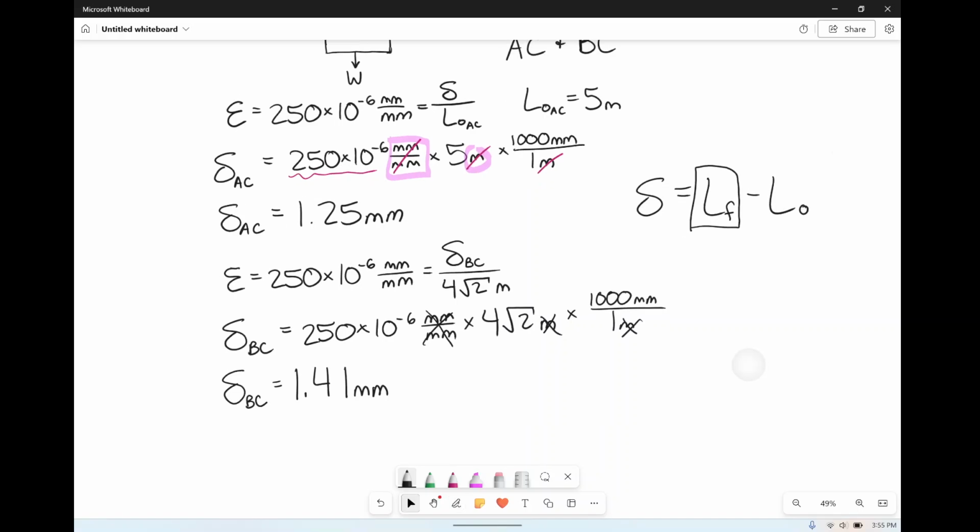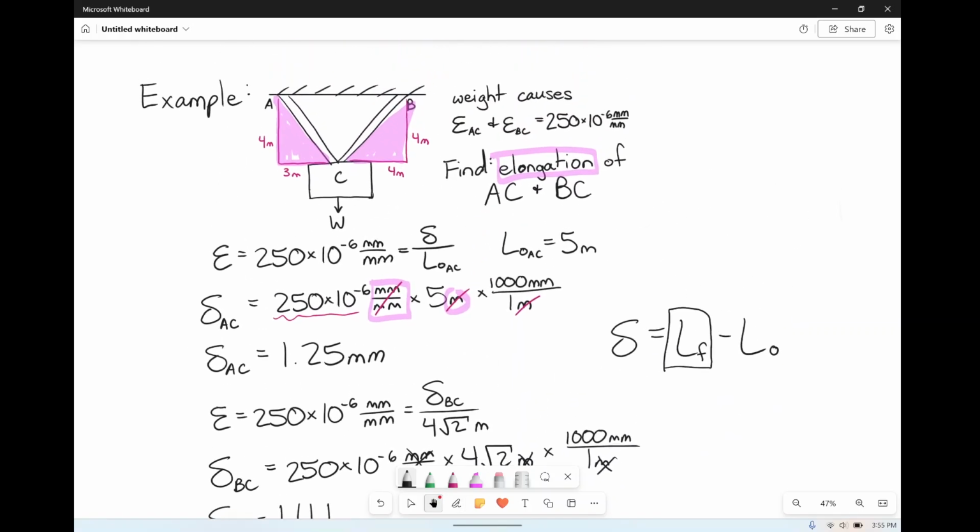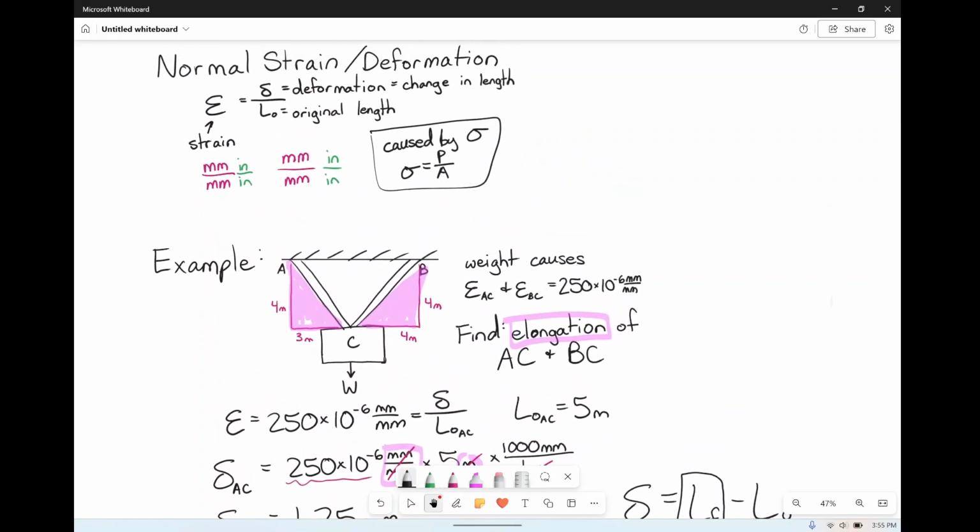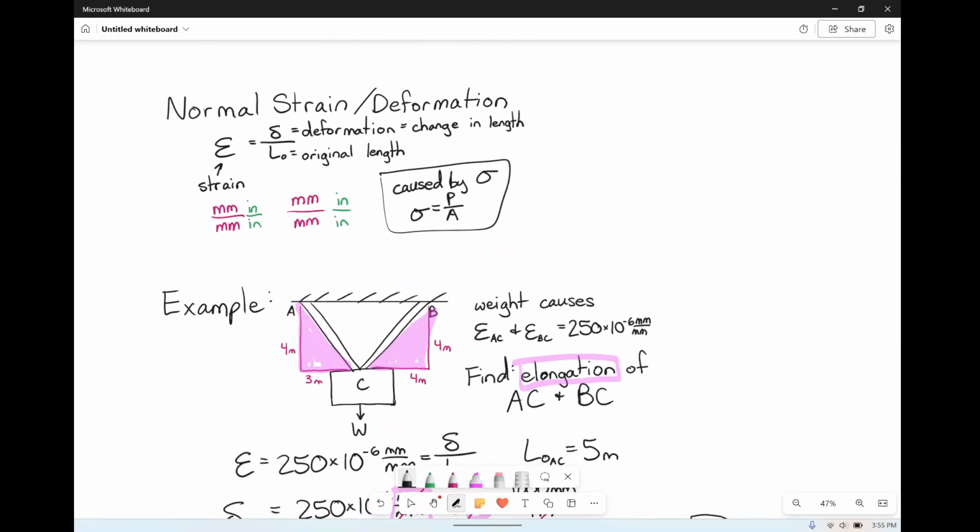So just be careful with it. It doesn't exactly matter how you want to write it. If you want to write strain is equal to delta L over L naught, or maybe you want to say it's L final minus L original over L naught, it's all the same. Strain, at least for normal strain, is very, very straightforward.